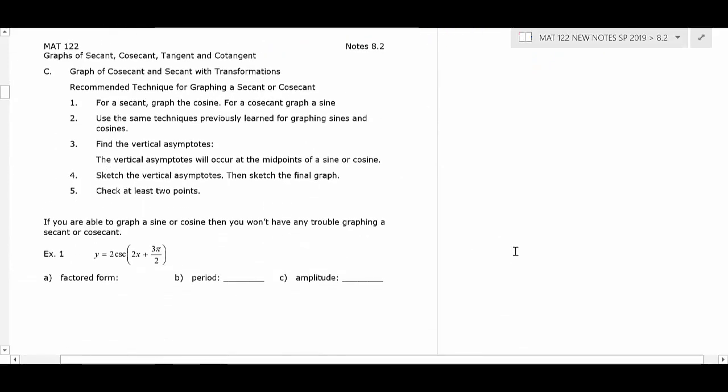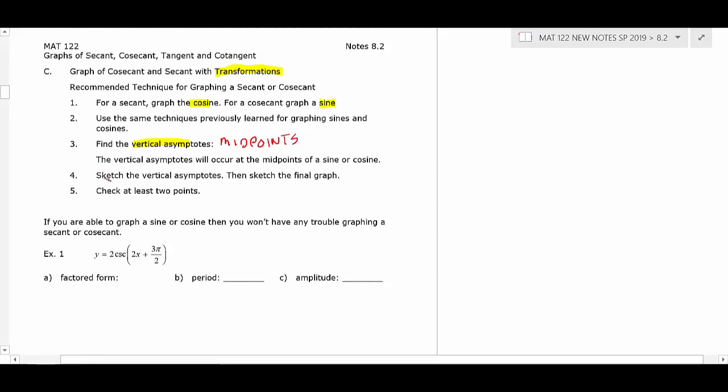Okay, so to begin with, whenever you're graphing secants and cosecants with transformations, this is what I recommend that you do. The first thing that you want to do is just graph the sine or cosine. So if it's a secant, graph the cosine. If it's cosecant, graph the sine. So in a sense, you're not learning anything new. Then what you do is you basically find the vertical asymptotes. Those vertical asymptotes will always occur at midpoints. So if you kind of think about where your midline is, the asymptotes go through those midpoints.